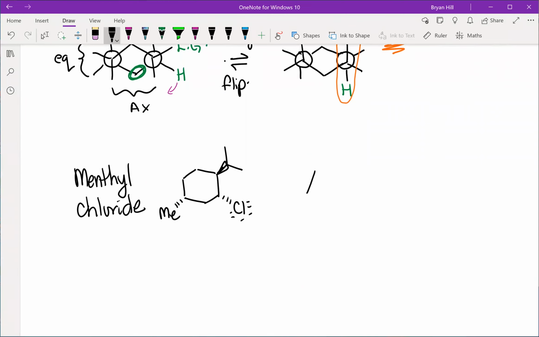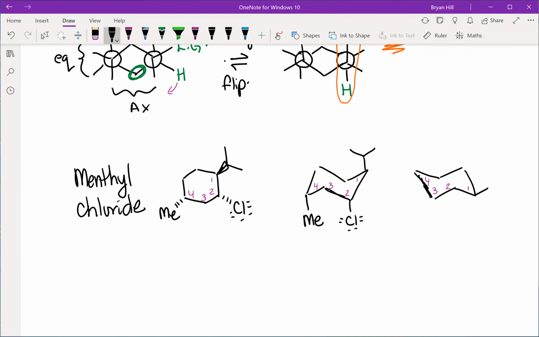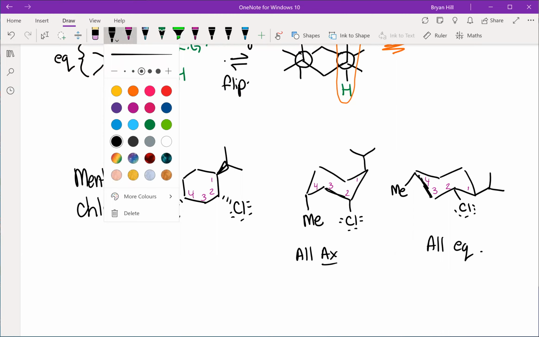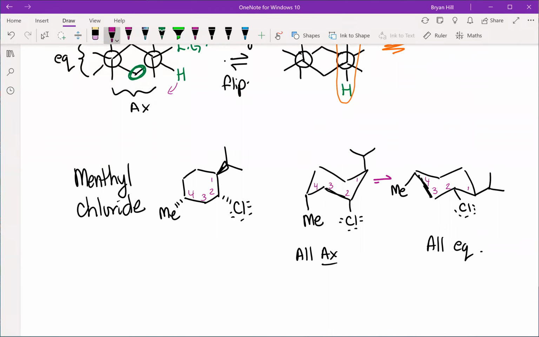So if we're going to translate this into two chairs, we would have these two chairs. 1, 2, 3, 4. Up, down, down. Up, down, down. You'll notice that in one of these two conformations, we've got all axial, and in the other one, all equatorial. So one of these is clearly going to be the favored conformation, and that's going to be the one on the right-hand side.